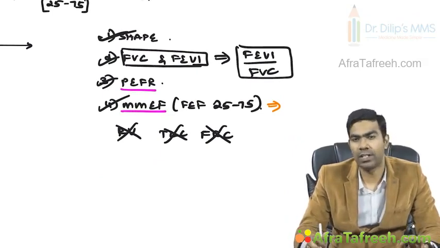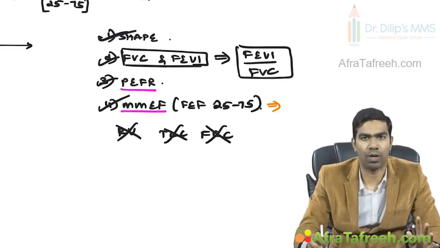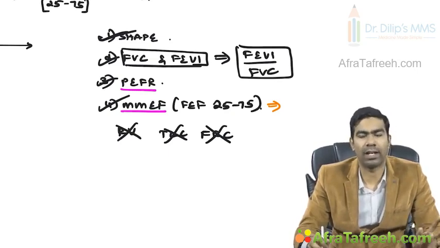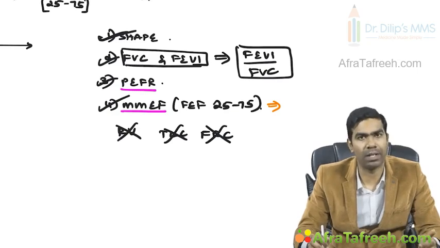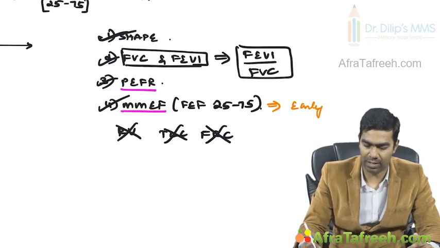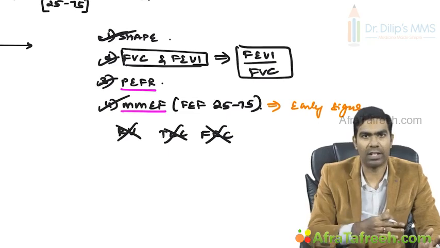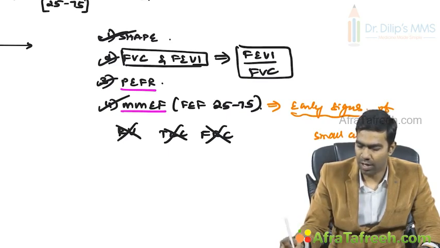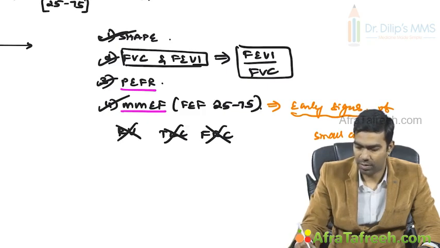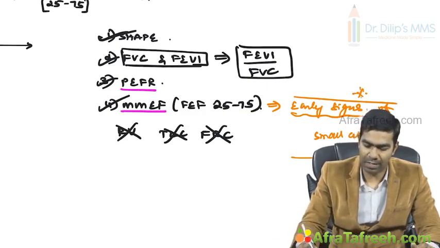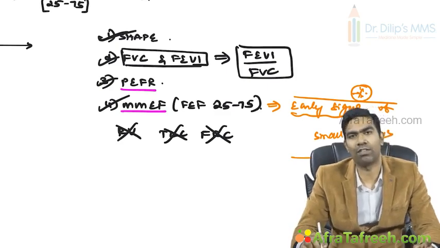And second thing, since it is indicative of air movement through the smaller airways, it has been vaguely thought in the previous few years, I'm not telling it is right now, that this can represent one of the early signs. If MMEF is decreased, it can indicate one of the early signs of small airways disease. Clear? But remember, this has been disproved by many trials. It is not indicative of small airways disease.